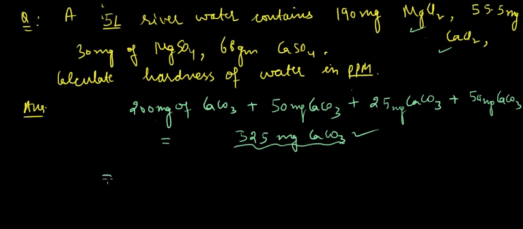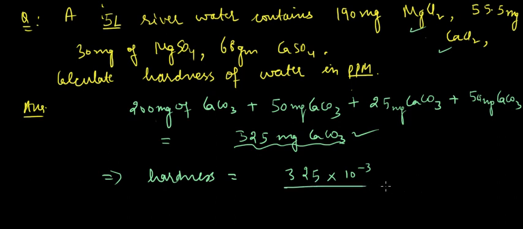So the hardness of water would be 325 times 10 to the power minus 3, in grams, divided by 5 liters, multiplied by 10 to the power 6, which is 65 ppm.